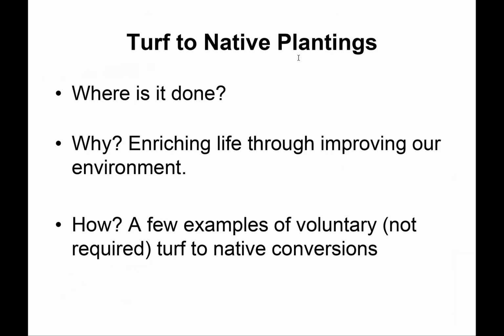So now you have an idea about why we convert and some of the things to consider in doing this. So where do we do it? Why do we do it? And how do we do it?